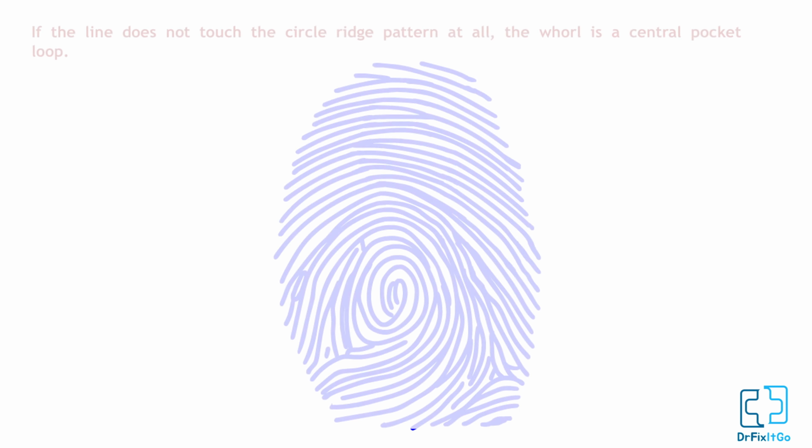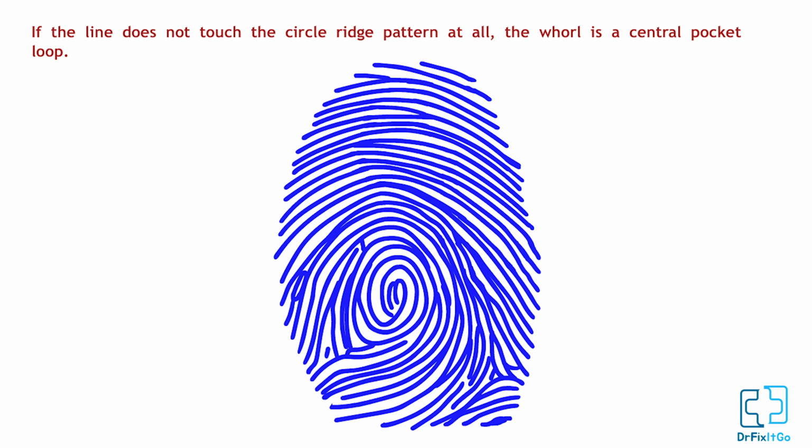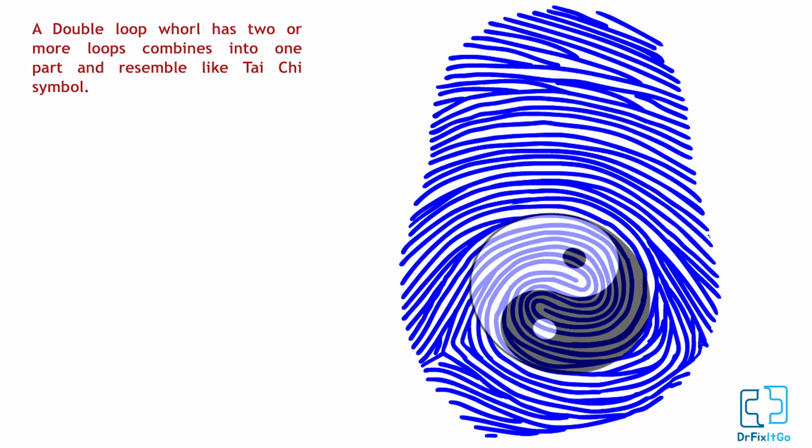If the line does not touch the circle ridge pattern at all, the whorl is a central pocket loop. A double loop whorl has 2 or more loops combined into one pattern and resembles the Tai Chi symbol.